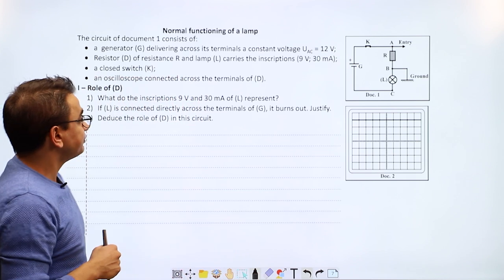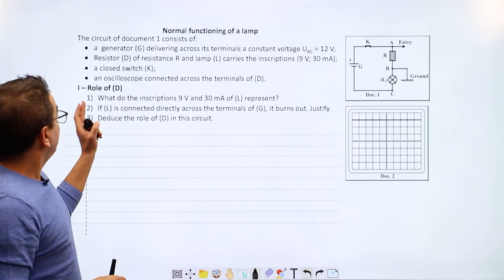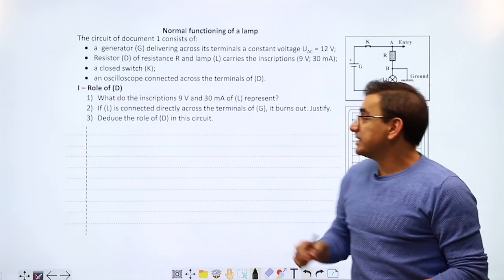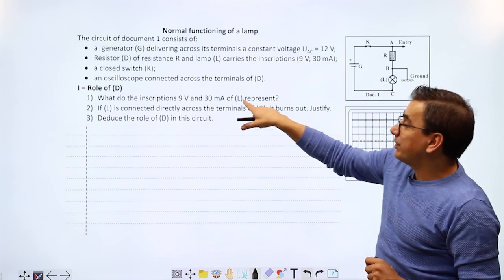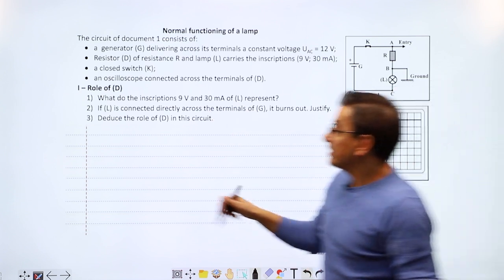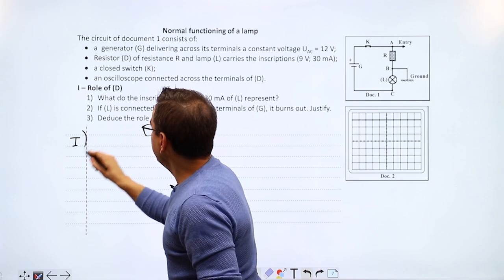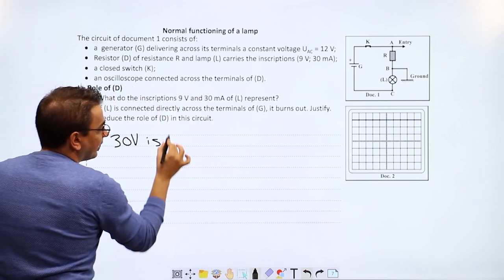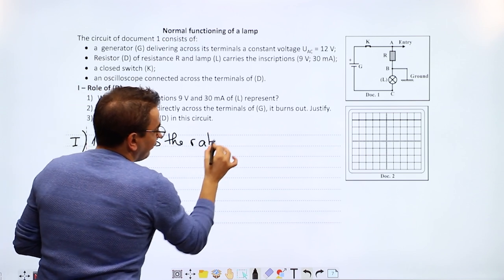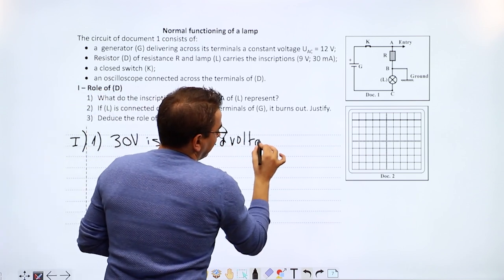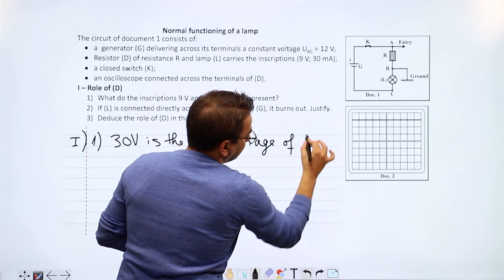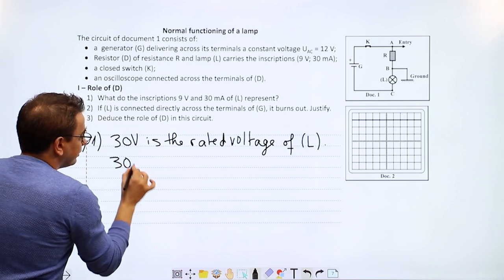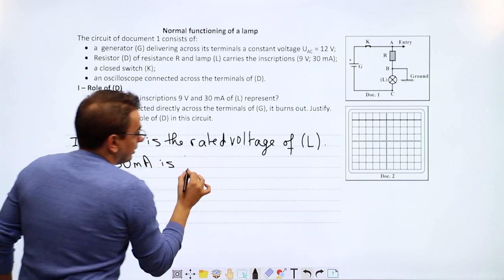In the first question, what do the inscriptions 9 volts and 30 milliampere of L represent? 9 volt is the rated voltage of L. Of L. L is the lamp. What about 30 milliampere? Is the rated current.